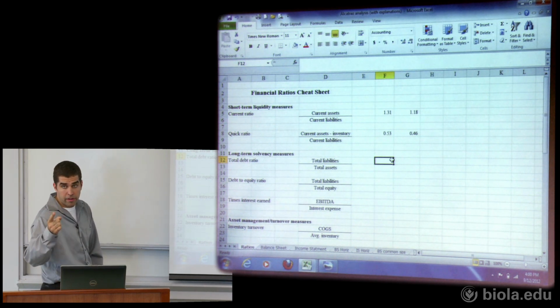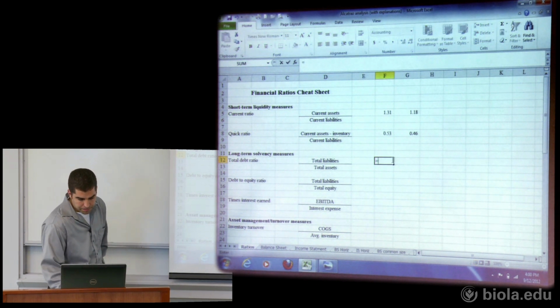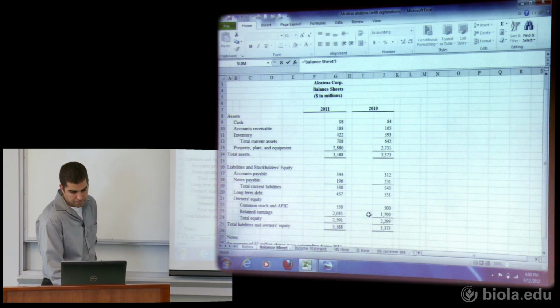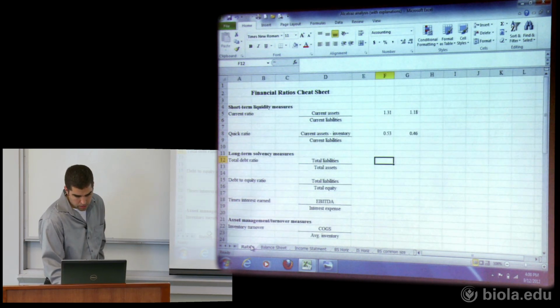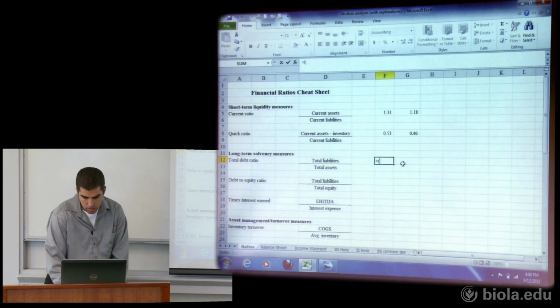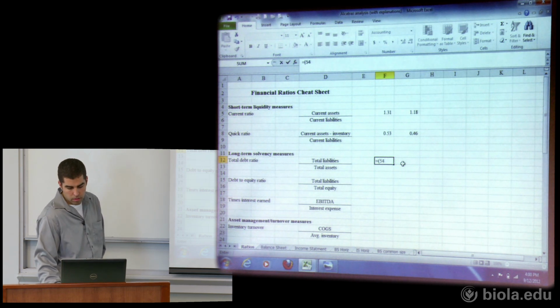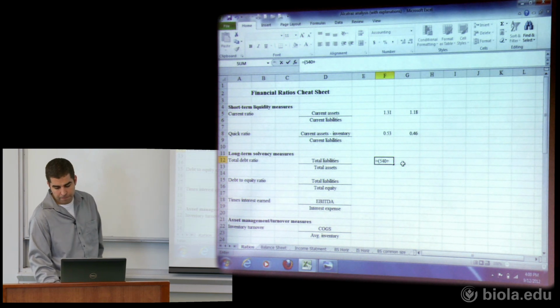Long-term debt ratio or total debt ratio? Okay, what do we got here? You take your total liabilities. So the 3,588, when you want to subtract that equity. We took the total current liabilities of 540 and added long-term debt. Ended up getting... What was long-term debt?